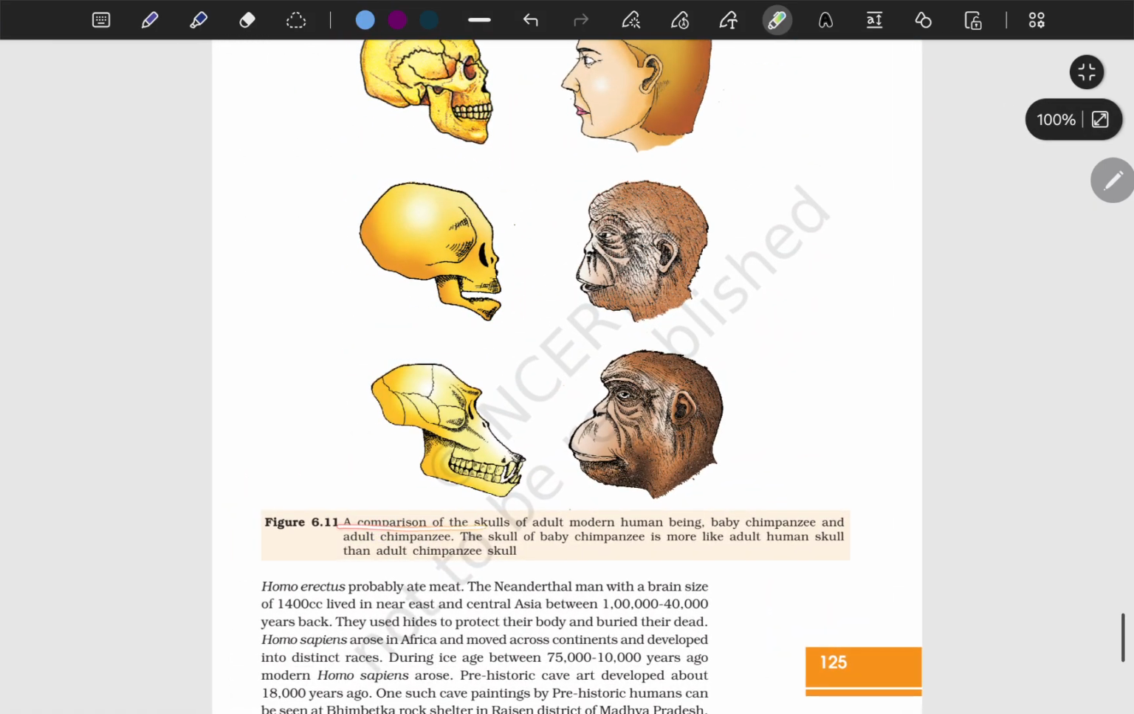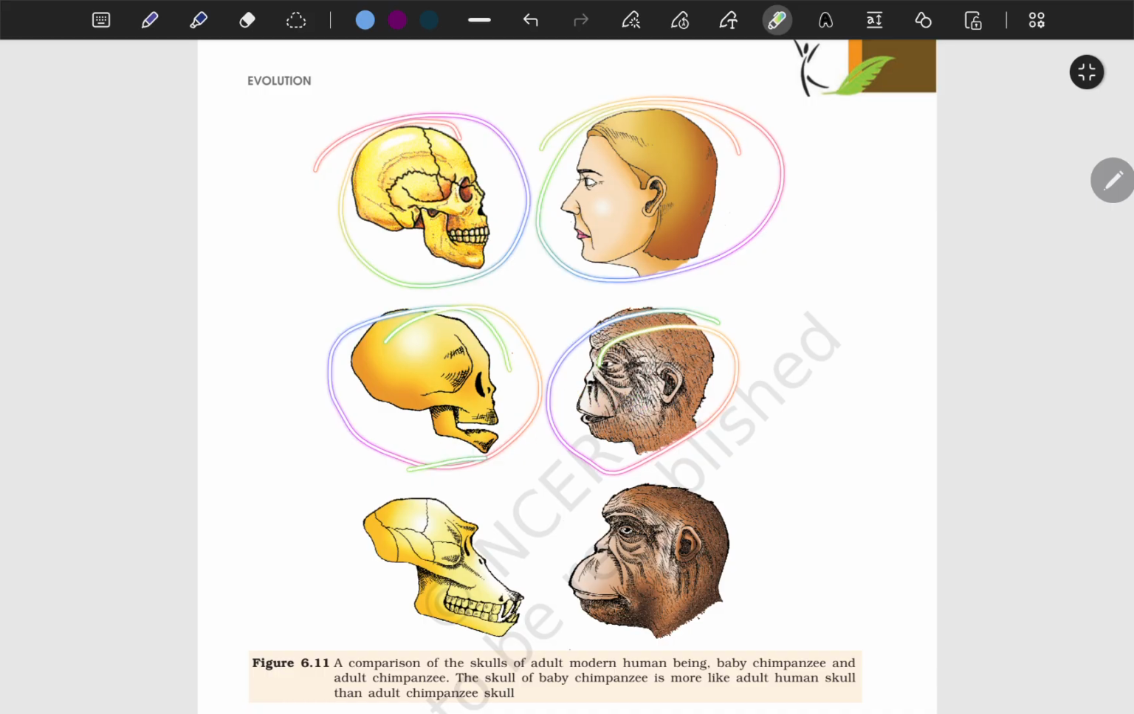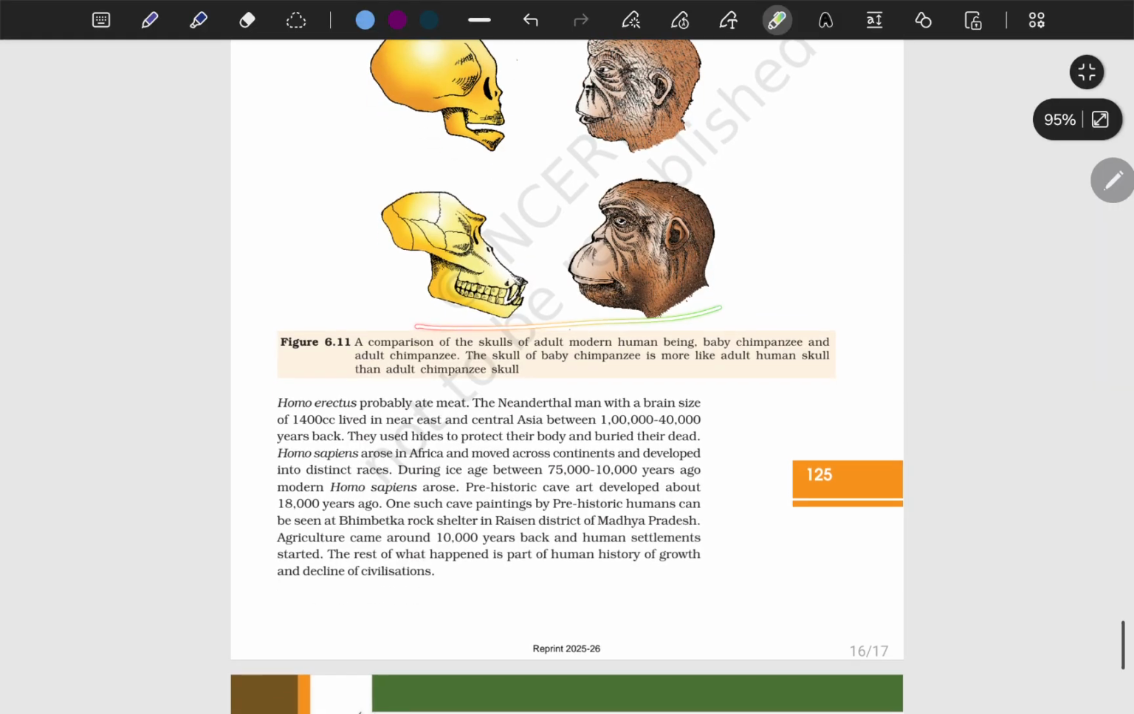A comparison of the skulls of an adult modern human being, a baby chimpanzee, and an adult chimpanzee. The skull of the baby chimpanzee is more like the adult human skull than the adult chimpanzee skull. So this is the adult human skull. As you can see, this is the baby chimpanzee skull. They are resembling each other, whereas the adult chimpanzee skull is different.